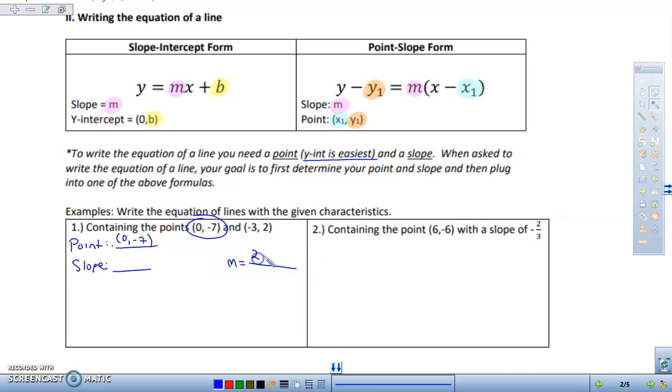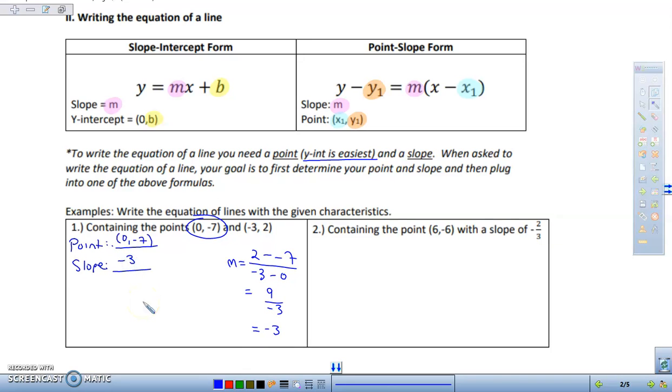So y2 minus y1, so 2 minus -7, over x2, which is -3, minus x1, which is 0. So my slope is going to be 2 minus -7 is +9, and -3 minus 0 is -3. So my slope here is 9 divided by -3, which is simply -3.